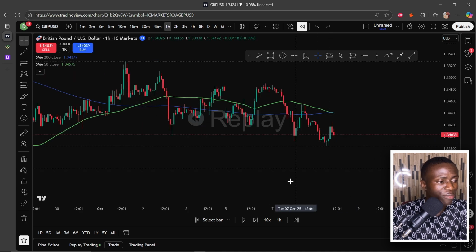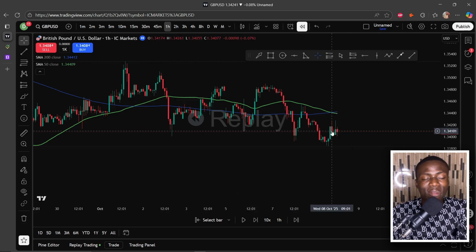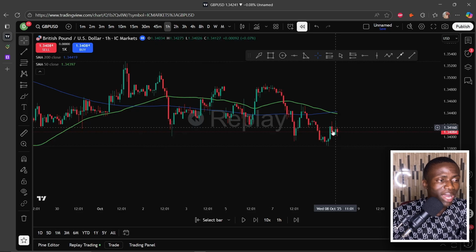So now you can see that the 50 is gradually coming below the 200. So let's just play it and see. Now once it's coming below like this, we don't have to enter right at this point. We need to make sure that the market retraces back to the indicator before we actually take a trade.